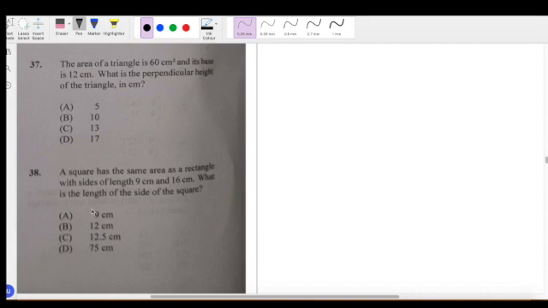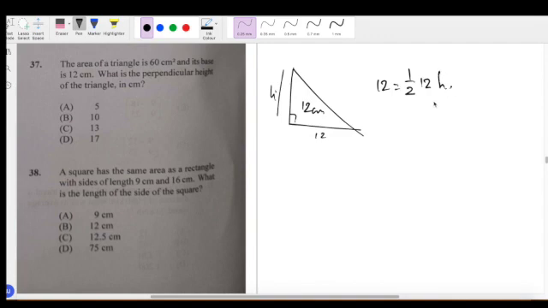The area of a triangle is 60 centimeters, and its base is 12, right? What is the perpendicular height of the triangle? So perpendicular height, h, we could treat it like a right angle if we want, and the area of a triangle is a half the base times the perpendicular height.